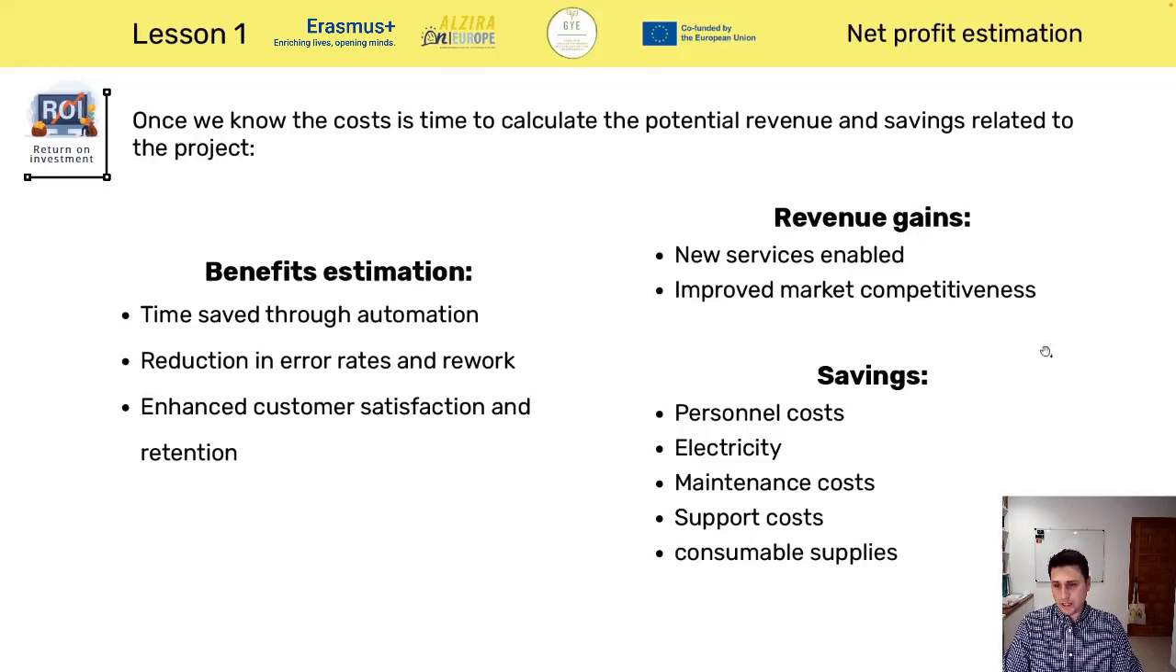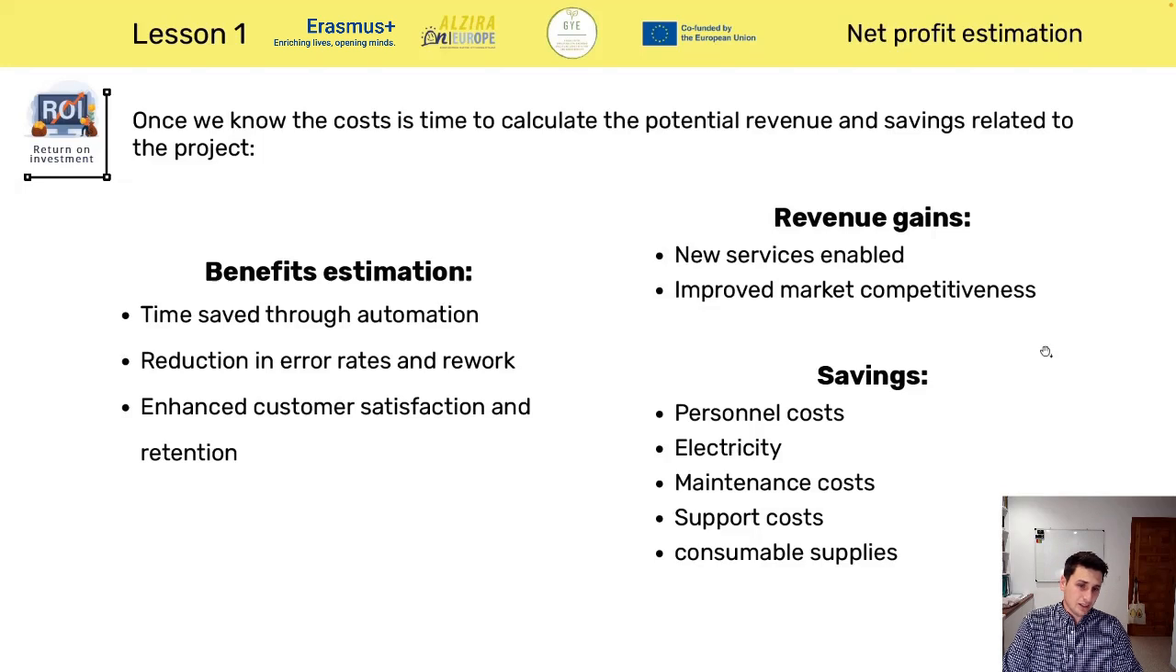Benefits estimation comes from time saved through automation, which is related to payroll or headcount that we are saving, or moving those people to other higher added value tasks. Then also reduction in error rates and rework due to the new solution, and also enhanced customer satisfaction and retention.